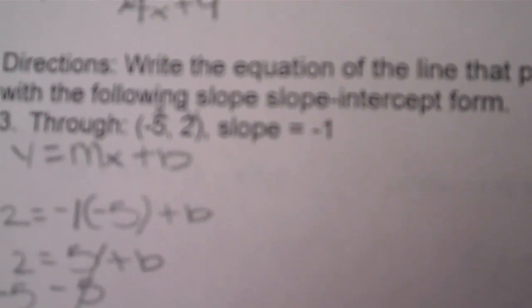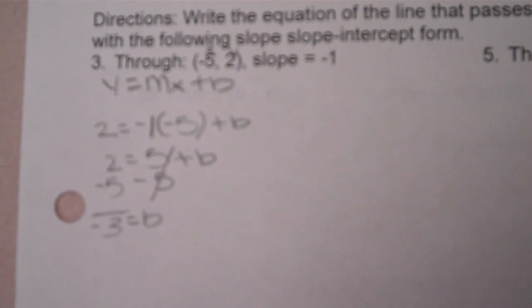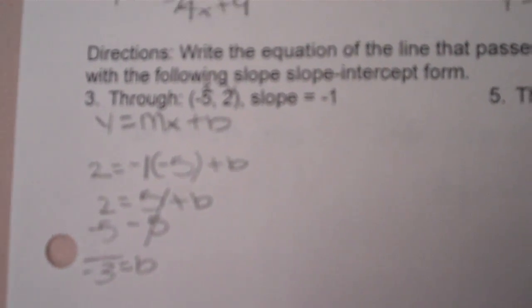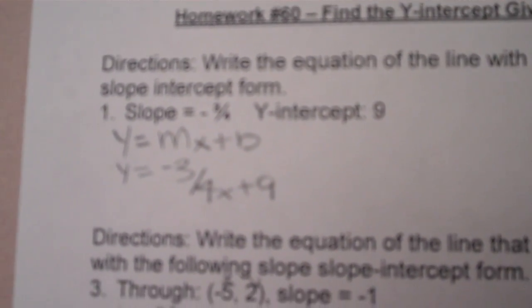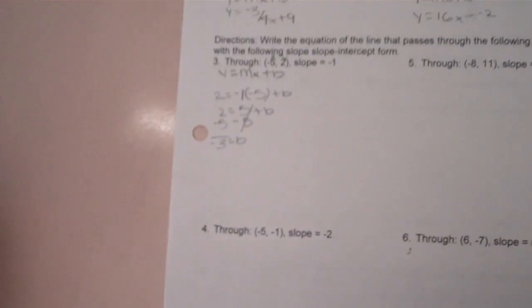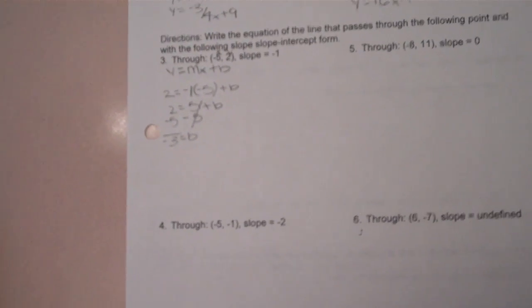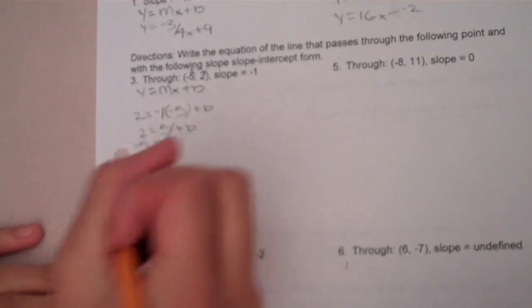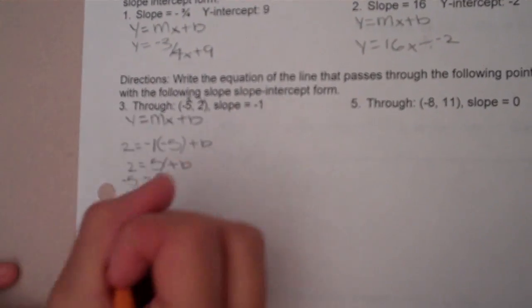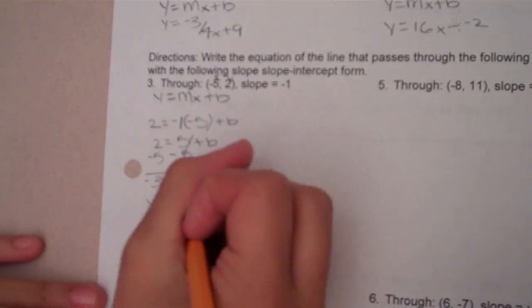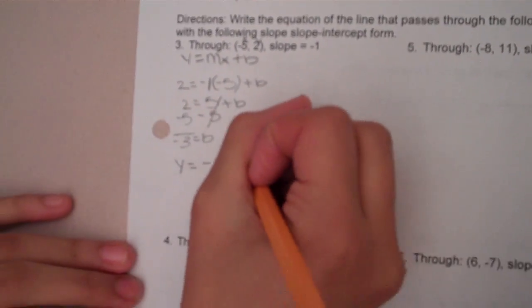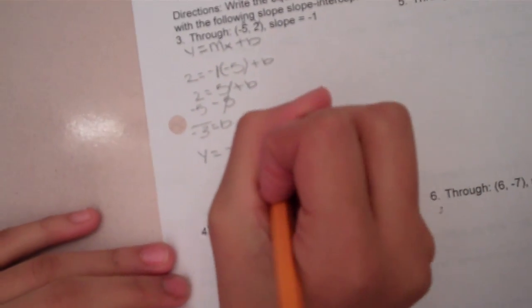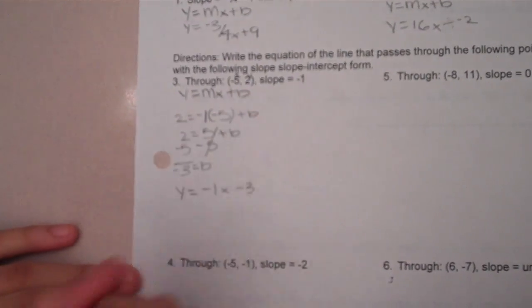So now that we have our y-intercept and we have our slope, we can substitute those 2 pieces of information into our equation, like we did over here in problem number 1. So please go ahead and write the equation. y equals our slope, -1, x minus 3. And that is our equation. Let's box it.